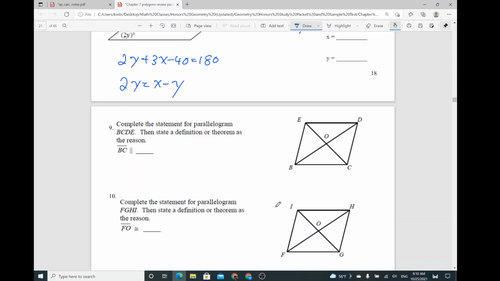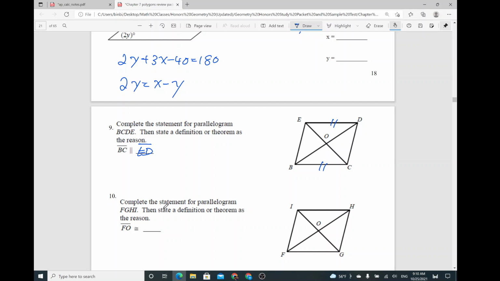Complete the statement for the parallelogram BCDE, then state the definition or theorem as the reason. So BC is parallel to ED. And the reason why that is: the properties of a parallelogram.